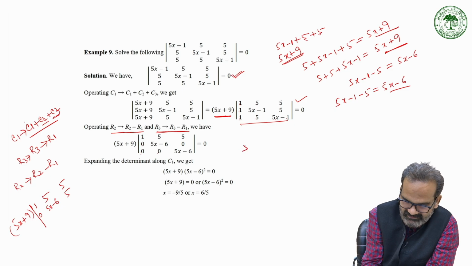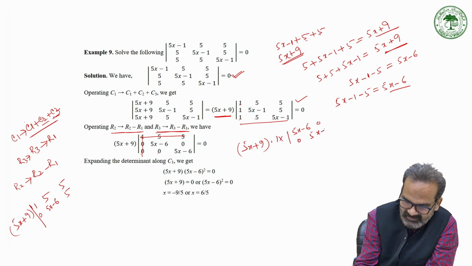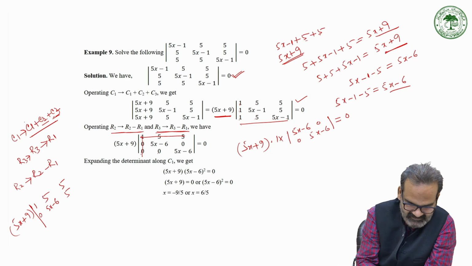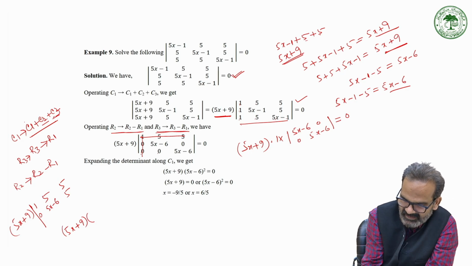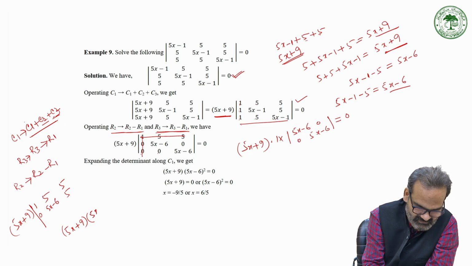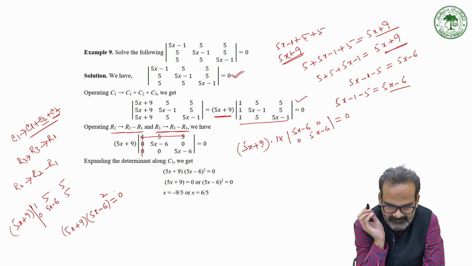See, 5x plus 9, this is as it is, into 1 into what you will get? Delete the row and column in which 1 lies. What you will get here? 5x minus 6, 0, 0, 5x minus 6, and this is equals to 0. So what you will get? The value of this is equals to 5x plus 9 as it is. Simplify this into this, minus 0 into 0 is 0. So what you will get? 5x minus 6 whole square, this is equals to 0.